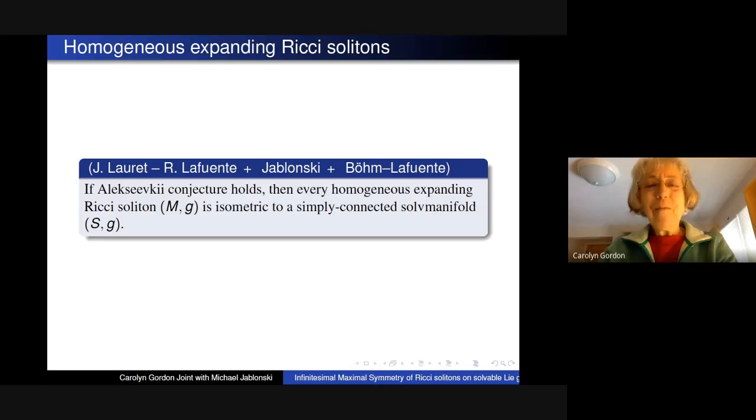So first, a reason for looking at solvable Lie groups again. Combining work of Jorge Lauret and Ramiro Lafuente with work of Mike Jablonski, and then the recent work of Böhm and Lafuente. The final group, Böhm and Lafuente, concluded that if the Alekseevskii conjecture holds, then every homogeneous expanding Ricci soliton is isometric to a simply connected solvmanifold, so a solvable Lie group with a left invariant soliton metric. So that's what we'll be looking at.